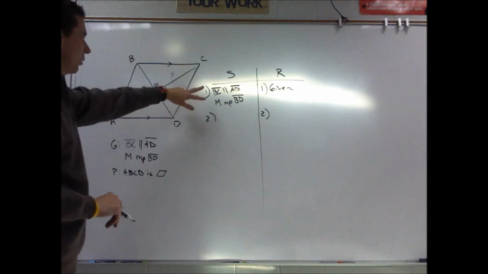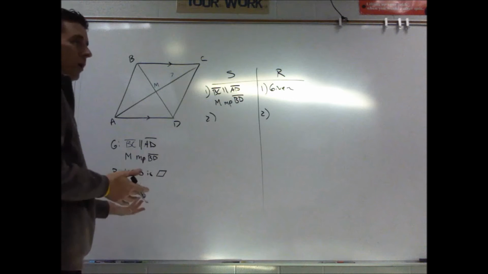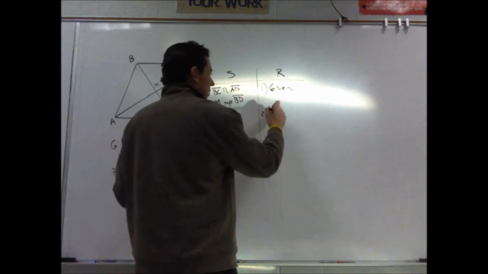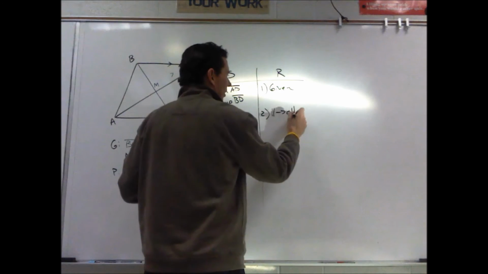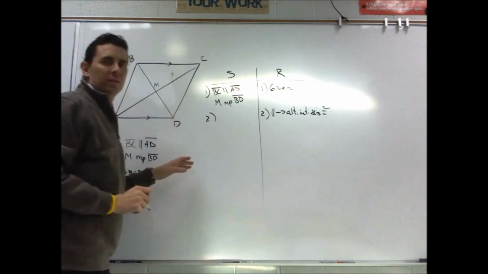So take your pick. What do you want to go with first? Parallel lines imply something, or definition of midpoint? Not one way is more correct than the other, but let's go with the top. We can say parallel lines imply alternate interior angles congruent.